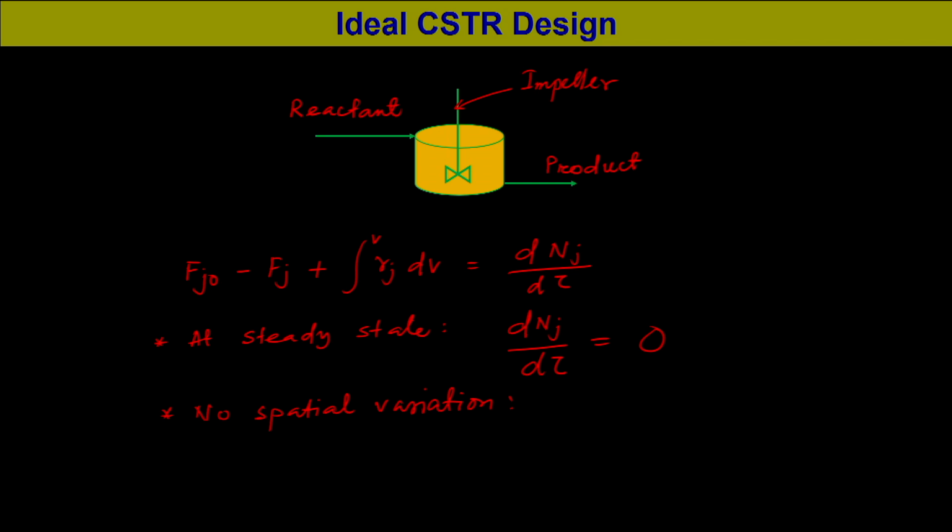So, in that case this integral term, the integral of R j dV over V, would be equal to R j V. This is the case for the continuous stirred tank reactor: the reactant mixture is very well mixed in this region and is homogeneous. So, there will not be any spatial variation of rate over this volume.